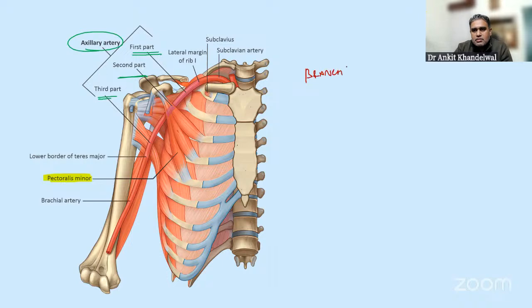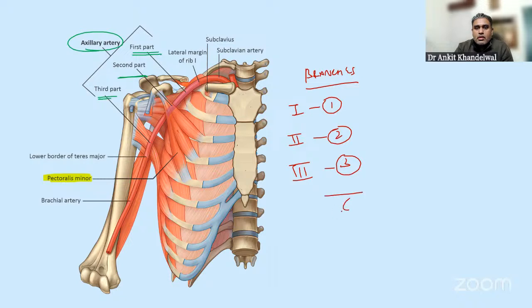Now, branches is something for which we need some basic common sense plus some idea. From the first part, we have one branch. From the second part, we have two branches. From the third part, we have three branches. Total how many branches? 1 plus 2 plus 3, 6 branches are there. On the first part, we have one branch. Now, which branch will it be? It is the upper part of the thorax, so we call it the supreme or superior thoracic artery.